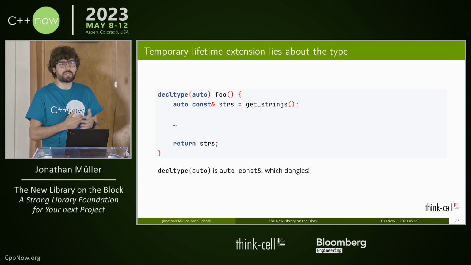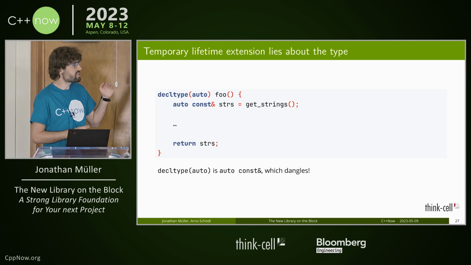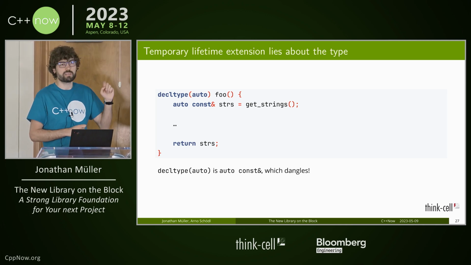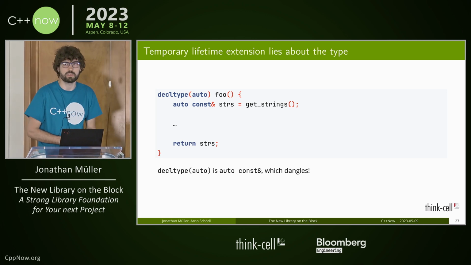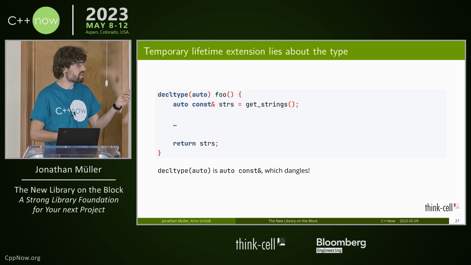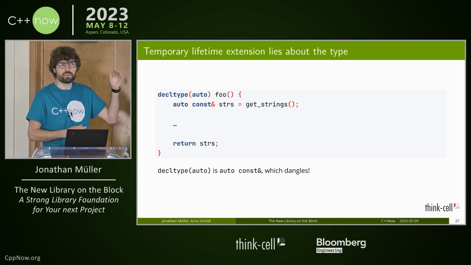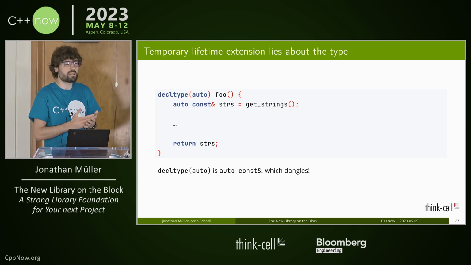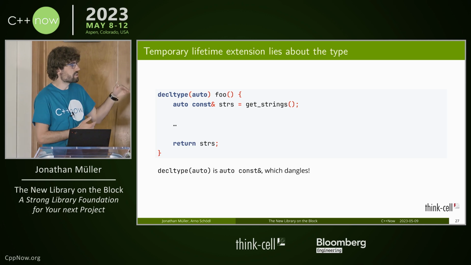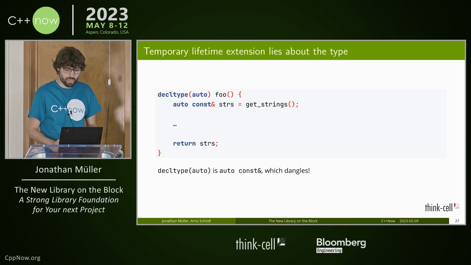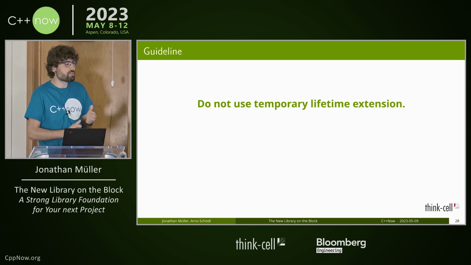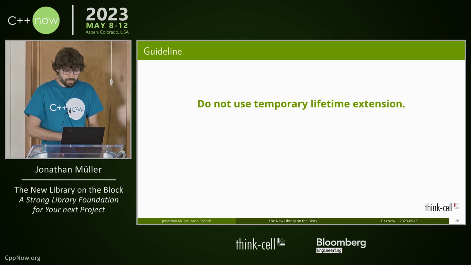But now we're returning a const lvalue reference to a temporary that only lives inside the function. The lifetime was extended, but only to match the first reference and not the second one that we then return. So this function always returns a dangling reference. The reason for that is that decltype(auto) gives you the type of the strings object, which isn't actually the correct one. It would be nice if that were just returning a value instead, because the reference doesn't live long enough. So for things like this, we do not use temporary lifetime extension.